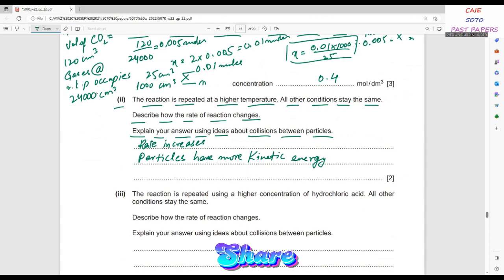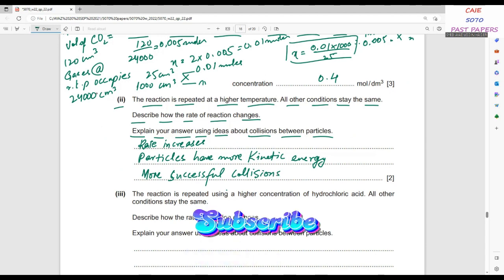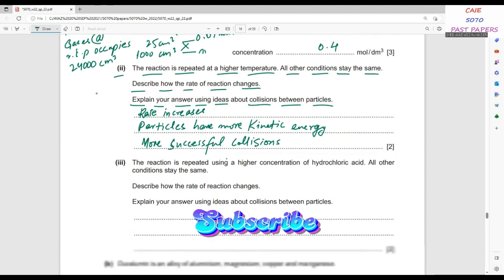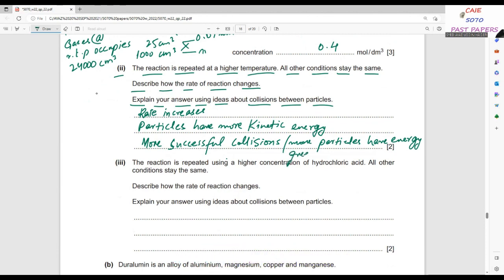After that, you will write about the collision between the particles. More successful collisions. There will be more successful collisions. Or you can even write more particles have energy greater than activation energy.